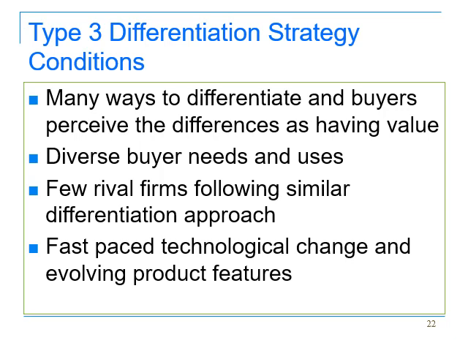Type 3 differentiation strategy can be effective under some conditions. The conditions are as follows. Number 1, when there are many ways to differentiate the product or service and many buyers perceive these differences as having value. Number 2, when buyers' needs and uses are diverse. Number 3, when few competitor firms are following a similar differentiation approach. Number 4, when technological change is fast-paced and competition revolves around rapidly evolving product features.